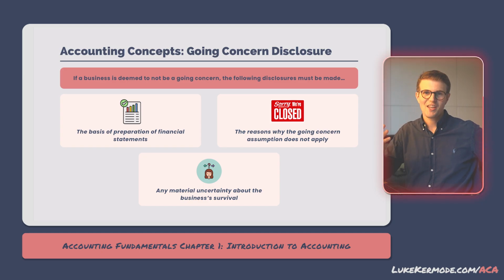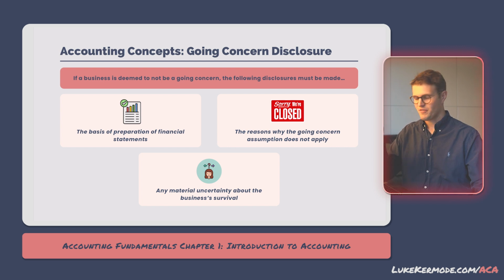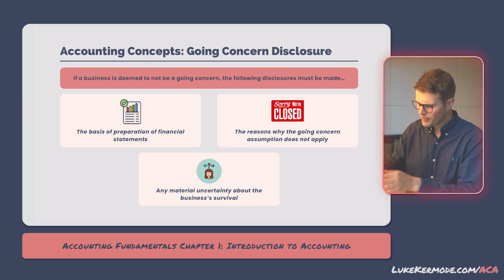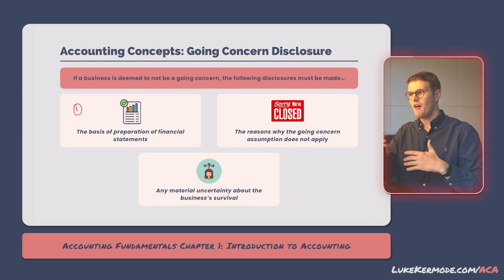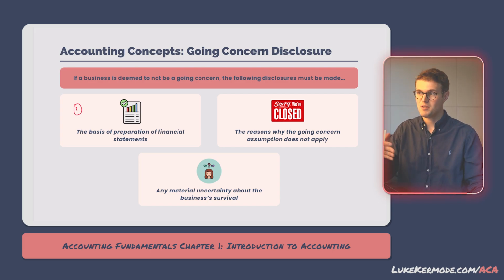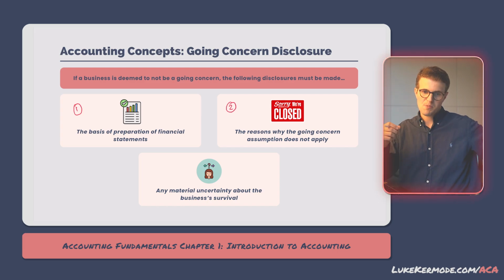So what happens if the going concern assumption doesn't apply? Because there are serious doubts regarding the business's ability to survive into the future. Well, in these cases, the business can't carry on preparing its financial statements as usual. Instead, there are clear rules about what must be done to keep the accounts transparent and reliable. First, the business must clearly state the basis of preparation it's used. This means explaining to the user that the financial statements have not been prepared on a going concern basis and confirming that the breakup basis has instead been used. Secondly, the business must provide the reasons why the going concern assumption is not appropriate here.